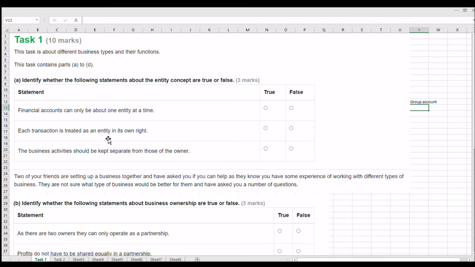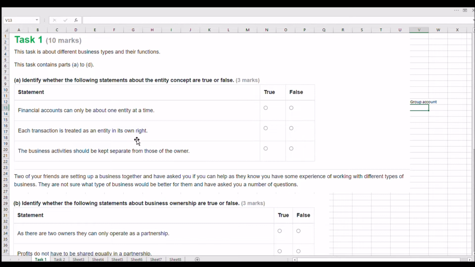Each transaction is treated as an entity in its own right. No, each transaction is within an entity. An entity could have a load of different transactions. So the entity is the company itself, really, and within that box of the company is its assets and the things that it owns, its liabilities and its amounts owed to shareholders. So that's false as well.